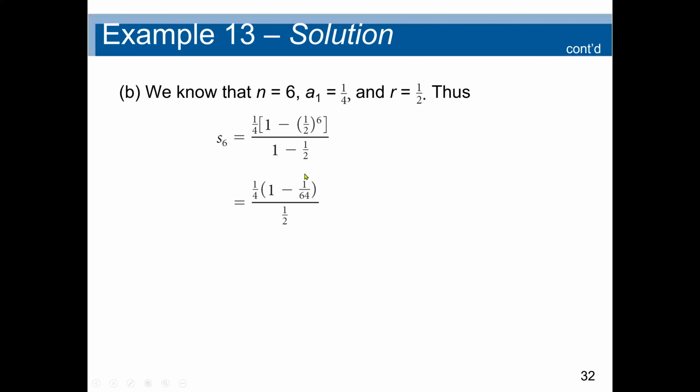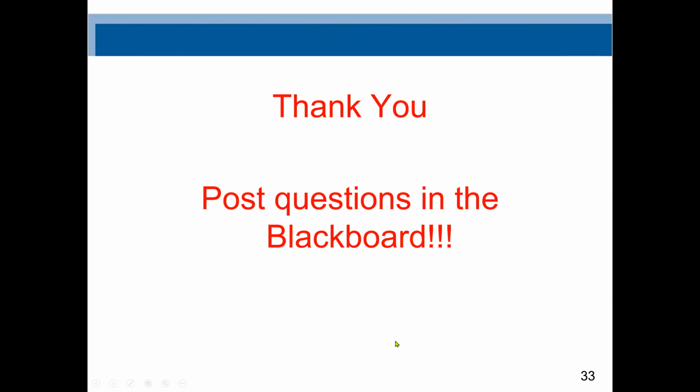So by doing the arithmetic operation, half to the power 6 will give us 1/64. Then 1 minus half will give us half. Then next, we multiply 1/4 divided by half, which will give us 2. Then we do our subtraction here. We get 2 times 1 minus 1/64, and that will give us roughly 63 over 32.